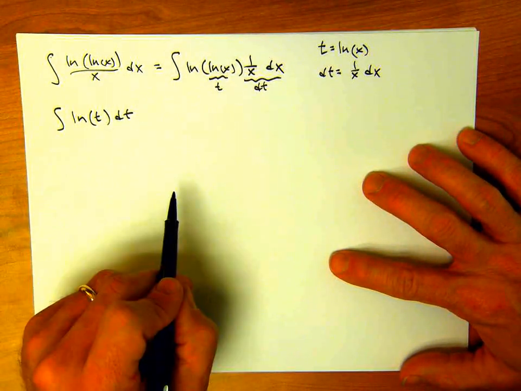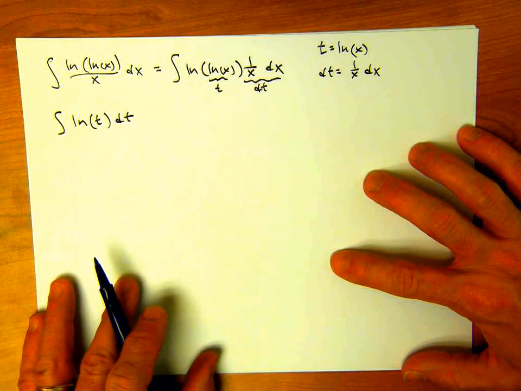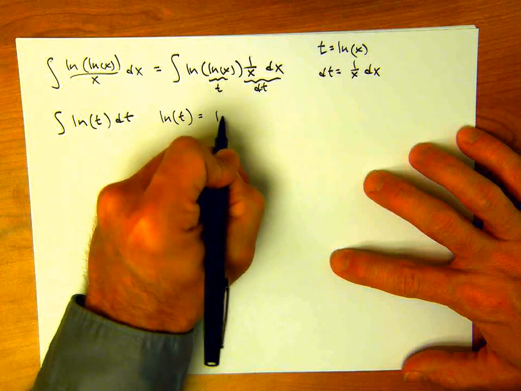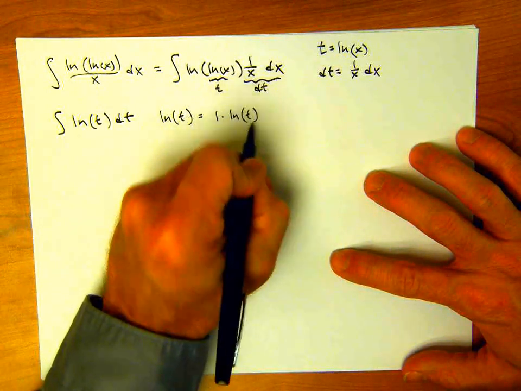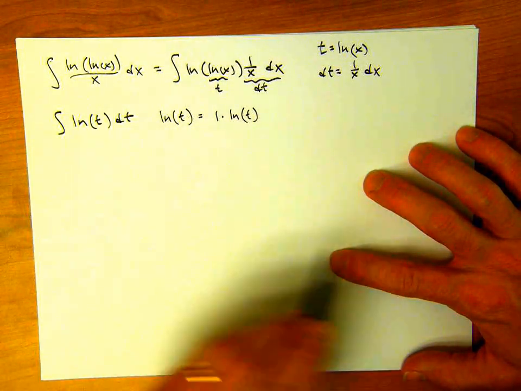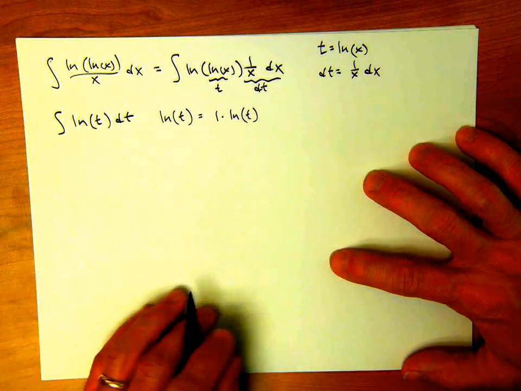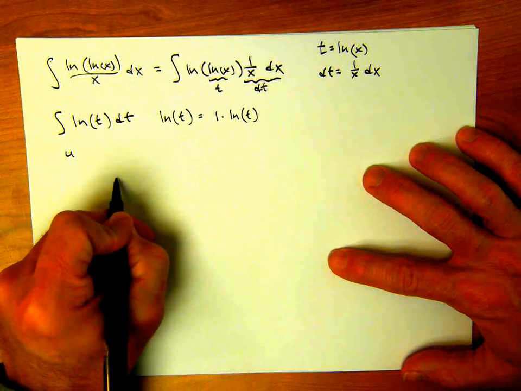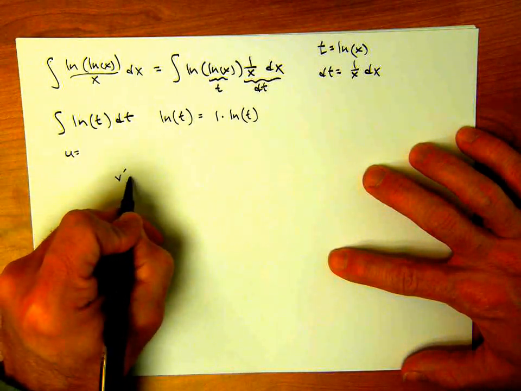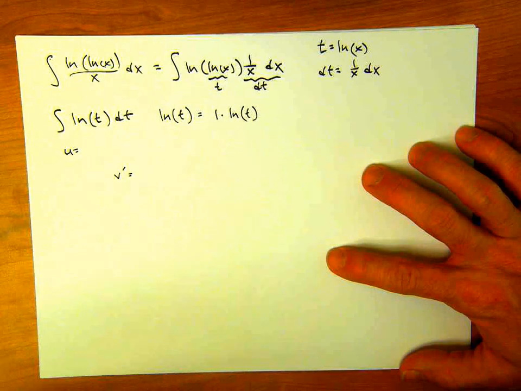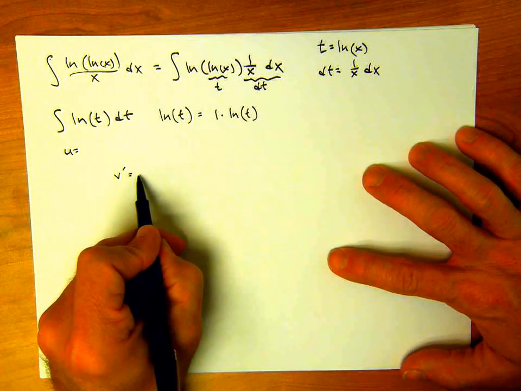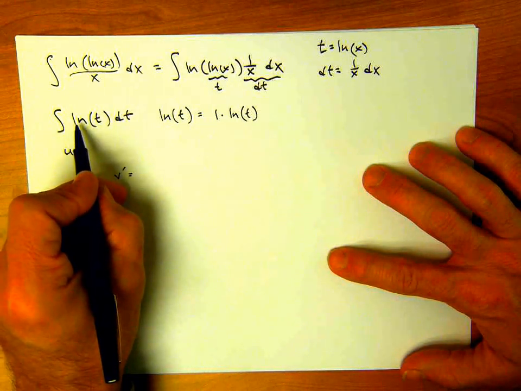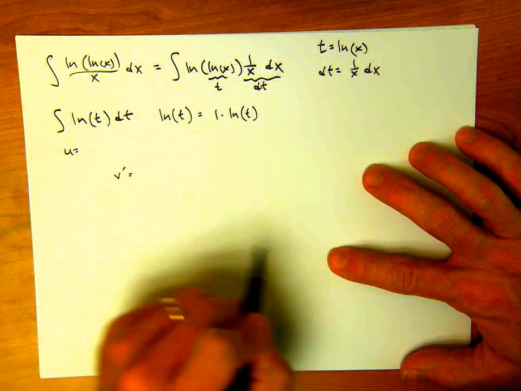There's a little bit of a trick here. The trick is to recognize that natural log of t is the same as 1 times natural log of t, and we can think of 1 as a function. It's just a horizontal line, but it is a function. Again here, we need to figure out what u and v prime are. In this case, it doesn't make any sense to call natural log v prime, because then we have to find the antiderivative, but that's the problem we're trying to figure out. So that would keep us in infinite circles.